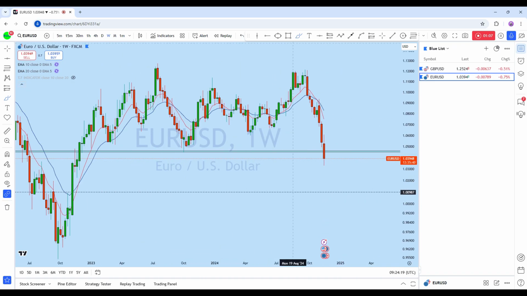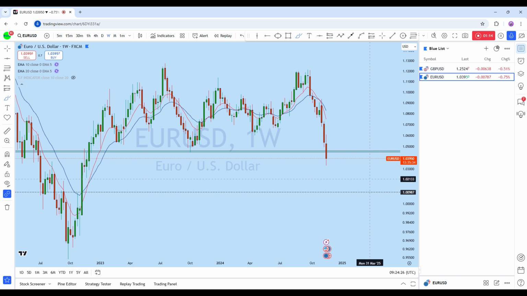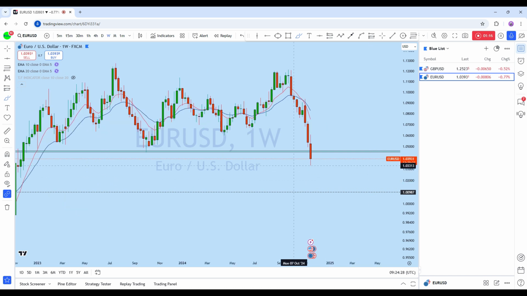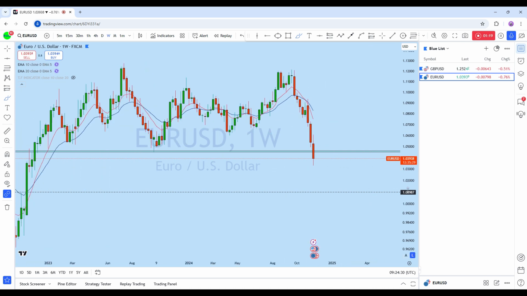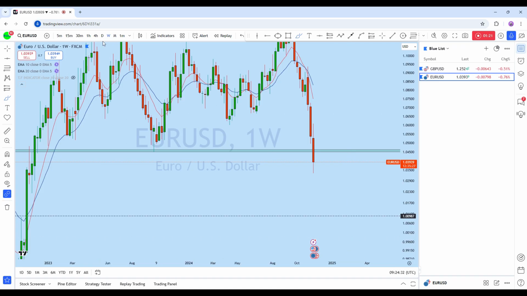Now if we look closely, we can see that this is the previous resistance, which is turning support here. With that resistance turned support, what we can expect on EURUSD is for the market on the lower time frame to remain bearish to create a new lower low.